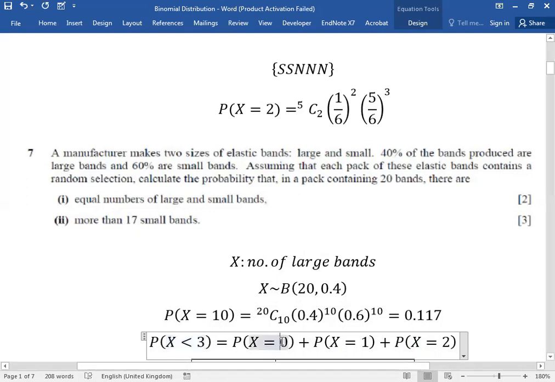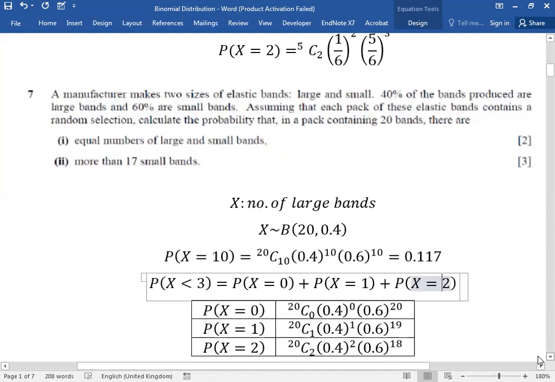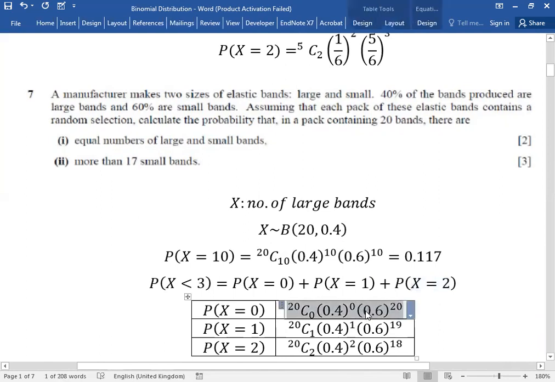So what does 0 large bands mean? All of them are small. So failure to the power 20, simply. 1 large band means 1 large and the remaining 19 are small, and then 2 large and the remaining 18 are small. You can find each one of their probabilities individually. You don't need to write the whole thing, you can just write failure which is 0.6 to the power 20 as well. Calculate it and tell me what you get. This is just to help you familiarize with the formula, or now you could have done it directly as well.